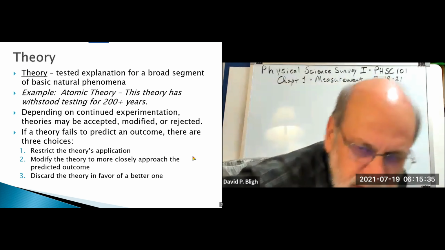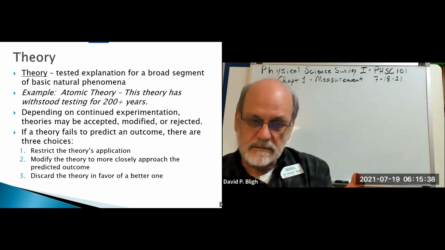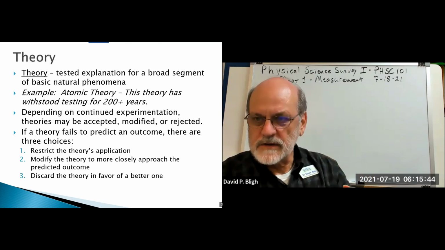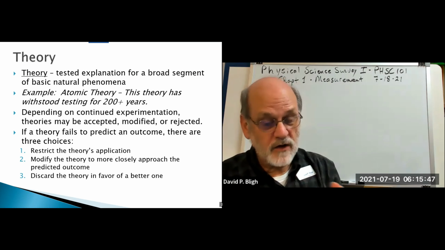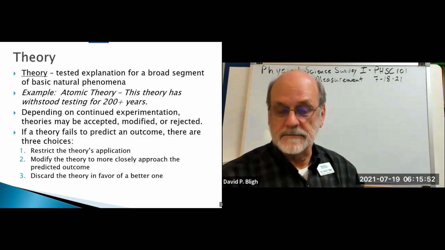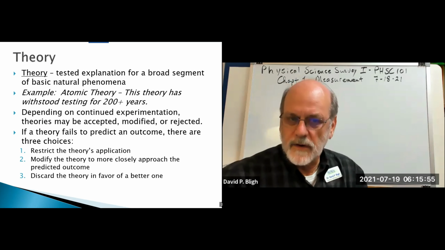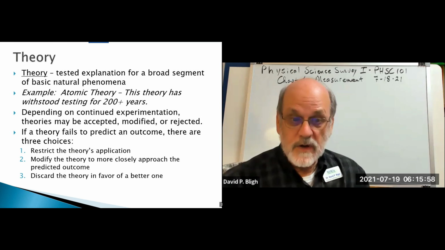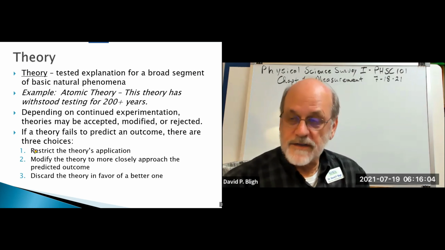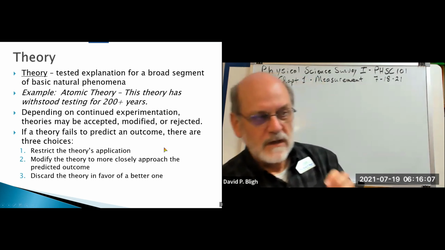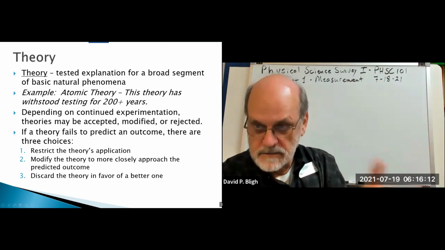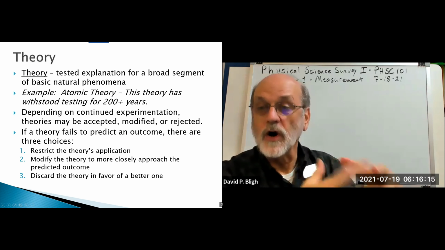Now, what do we do if we propose a theory and somewhere down the line, an experiment produces results that do not agree with the theory? Right? That happens. It happens a lot. So what do you do with it? What do you do with your theory if the experiment doesn't agree with it? Well, you have three possibilities, right? You can restrict the theory's application. In other words, you can say, this theory works only under this narrowly defined set of circumstances, right? Then you can go on using it.